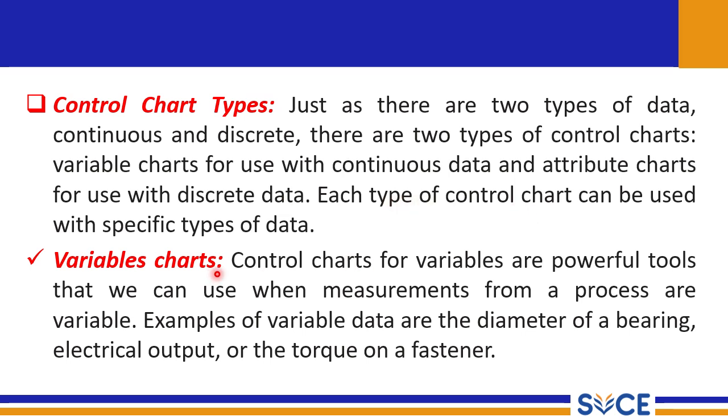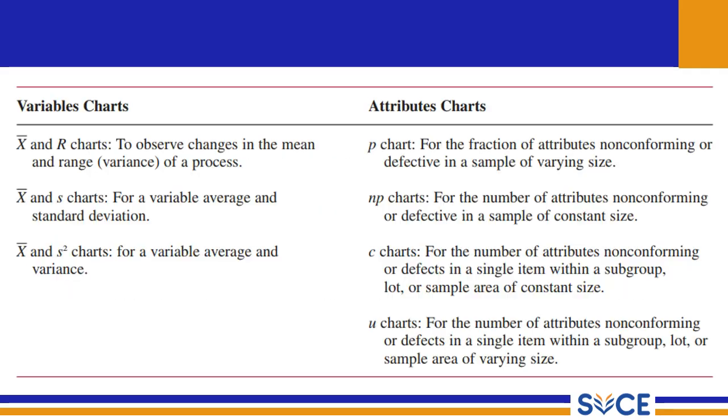So, like I said earlier, I'm going to just go through that type of chart. Variable chart means it is a powerful tool that we can use when measurements from the process are variable. So, variable means the data can be continuously varying. Okay. So, examples are the diameter of the bearing, electrical output of the fastener, something like that. So variable charts: X-bar R chart, X-bar S chart is also there. Attribute means P chart, NP chart, C and U chart. There are four types that we discussed in the earlier slides. Okay.